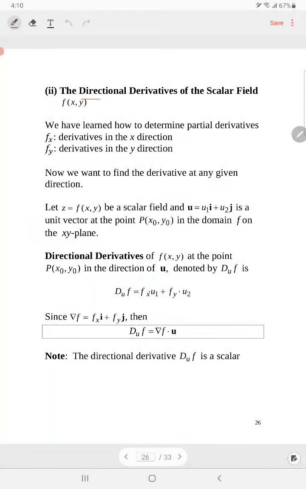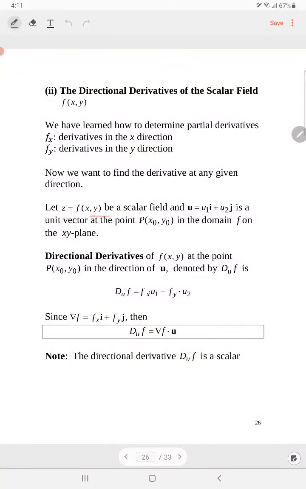If you're given a scalar field z equals f of x y, we have learned in chapter 2 how to determine partial derivatives. Partial f partial x is the derivative in the x direction. Partial f partial y is the derivative in the y direction. Now we want to find the derivative at any given direction, not just in the direction of x or y.